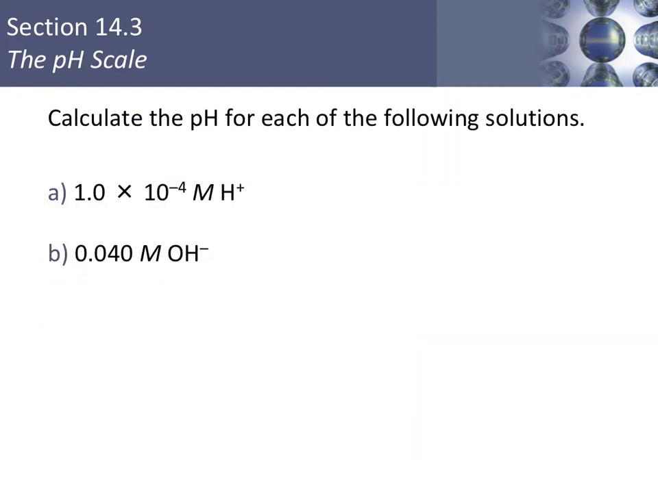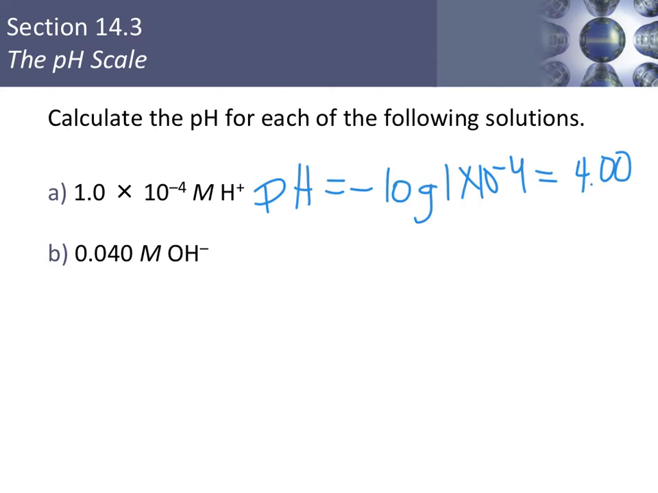So now let's calculate some pHs. We have a hydrogen ion concentration of 1 times 10 to the negative 4th, and we want to find the pH. pH equals the negative log of 1.0 times 10 to the negative 4th molar, and that will give us a pH of 4. And because we have 2 sig figs here, we're going to do 2 decimal places in our answer. Notice how our answer matches this exponent here.